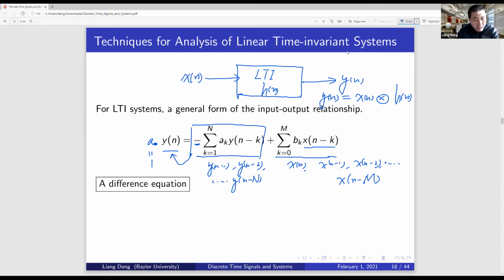Because I only have the input and output signals with their delayed versions, there is no x squared, there is no cosine of y, or anything like those. So it's a difference equation, and it's a linear equation.